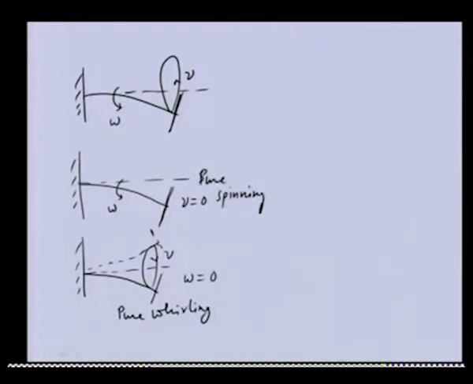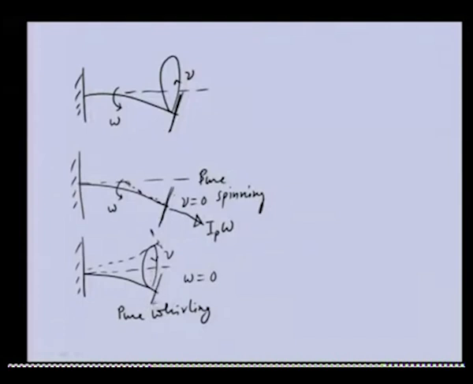In the first case, when pure spinning is there, the angular momentum of the disc will be in this direction and its value will be I_P omega. So for the pure spinning case the angular momentum is straightforward: it will be tangent to the shaft at this location. If we draw a tangent to the shaft, it will be something like this.